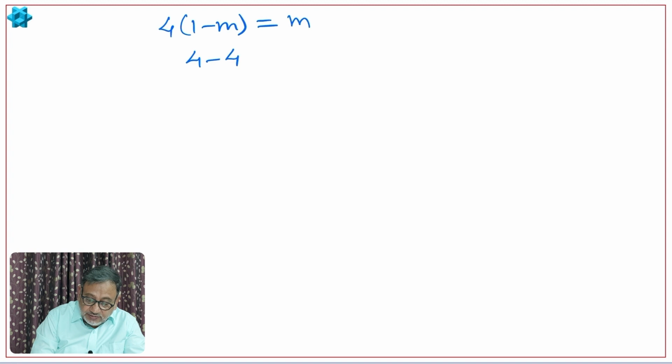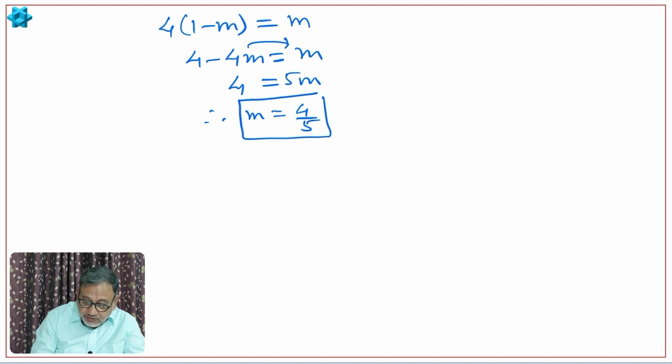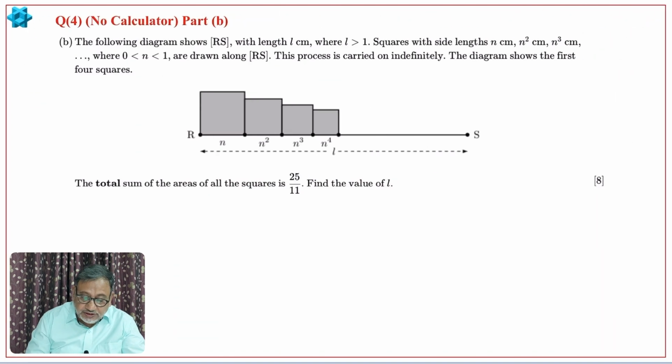Open the bracket and simplify. Take m there, so 5m is equal to 4. So therefore m is equal to 4 by 5. So that is what we had to show, right? So we have shown this one. Okay, now next part of the same question I have put on the next page.